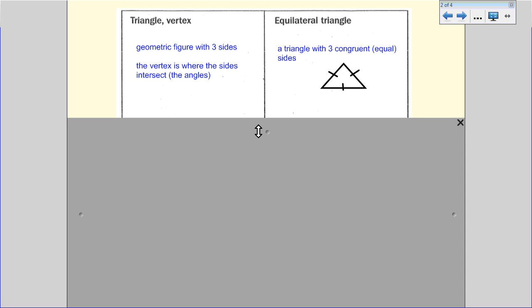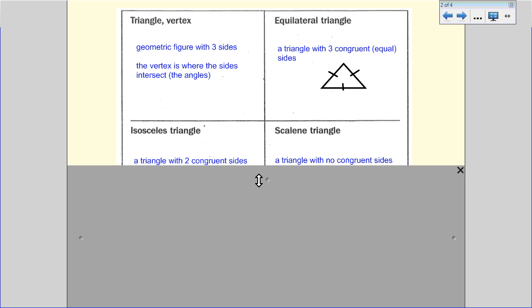An equilateral triangle is a triangle with 3 congruent, meaning equal, sides. And so you're going to recognize that it's congruent with those congruency marks. So we can see that in that diagram.